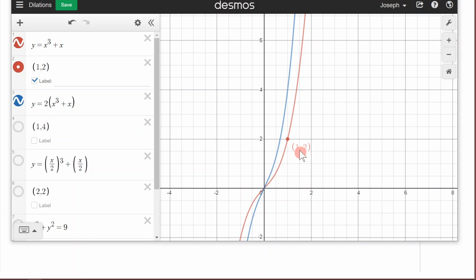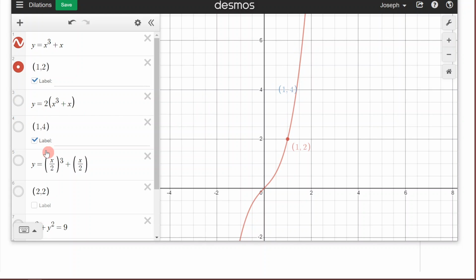And if I specifically look at this point right here and say, if I dilated by a factor of 2 from my x-axis, what is this point going to be on this line here? As you can see, it's going to be there. So what I've done here is I've multiplied my y value by 2. So when I'm dilating from my x-axis, I'm multiplying my y value by the factor.